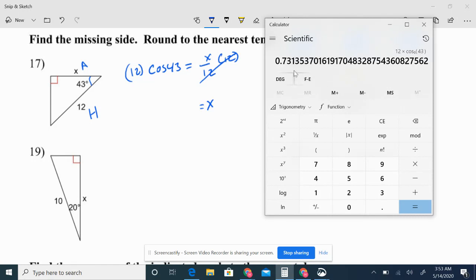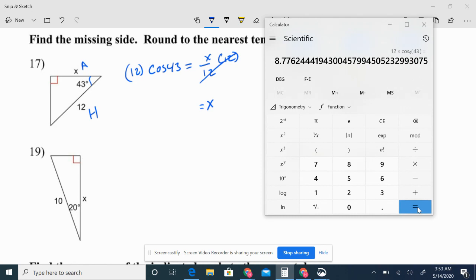Now, don't think that this number right here is my answer. That number right here is what cosine of 43 is. Make sure you press the equal sign. I'm going to press the equal sign this time. Press the equal sign, so I have 8.77.